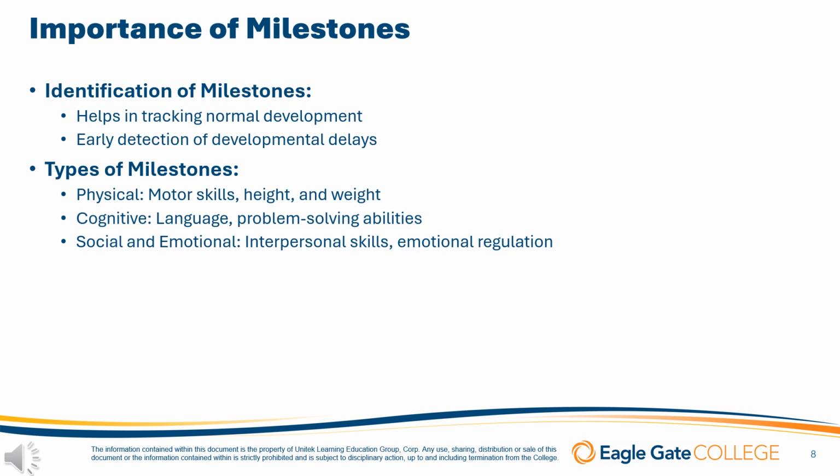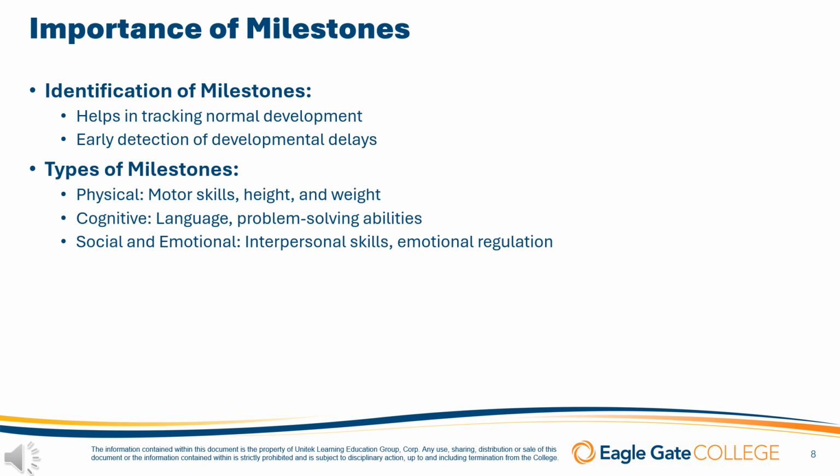Cognitive milestones refer to the development of thinking, problem solving, and language skills. Language includes understanding and producing speech, such as babbling, saying first words, and forming sentences. Language development is critical for communication and social interaction. Cognitive development involves the ability to think, understand concepts, and solve problems. Examples include recognizing shapes and colors, understanding cause and effect, and developing memory skills.